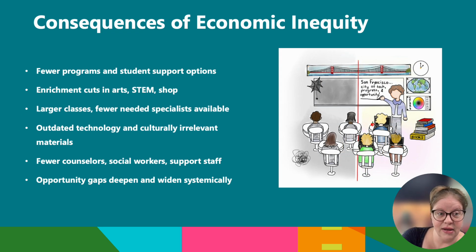Consequences of economic inequity. There are fewer programs and student support options. Enrichment cuts such as art, STEM, and shop, those extras that really help to give you a full experience of school and a well-rounded education. There ends up being larger classes, fewer needed specialists become available, there's outdated technology, and culturally irrelevant materials as well. Fewer counselors, fewer social workers, fewer support staff, fewer staff period to accommodate these students who deserve to have that. The opportunity gaps end up deepening and widening systemically.